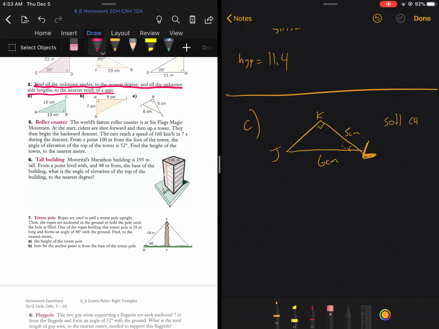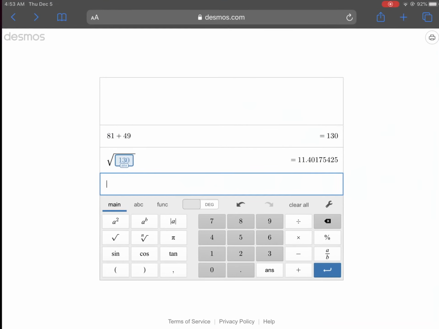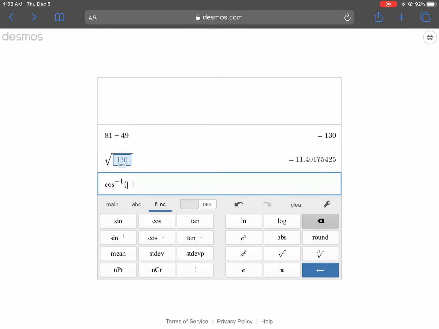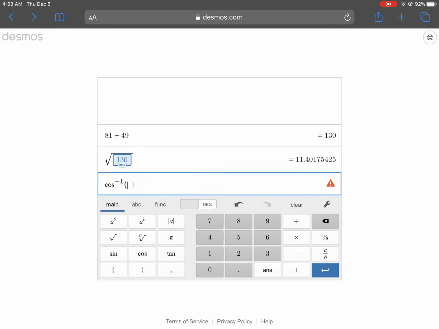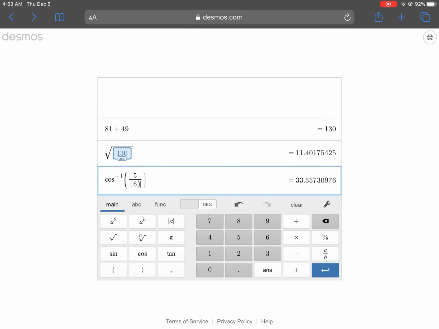Let's work with SOH CAH TOA. Now, L is adjacent to 5. So I need something with adjacent and hypotenuse. That's cosine. So cos of L is equal to adjacent over hypotenuse, which means L is equal to inverse cos 5 over 6. Let's try that. Five divided by 6.